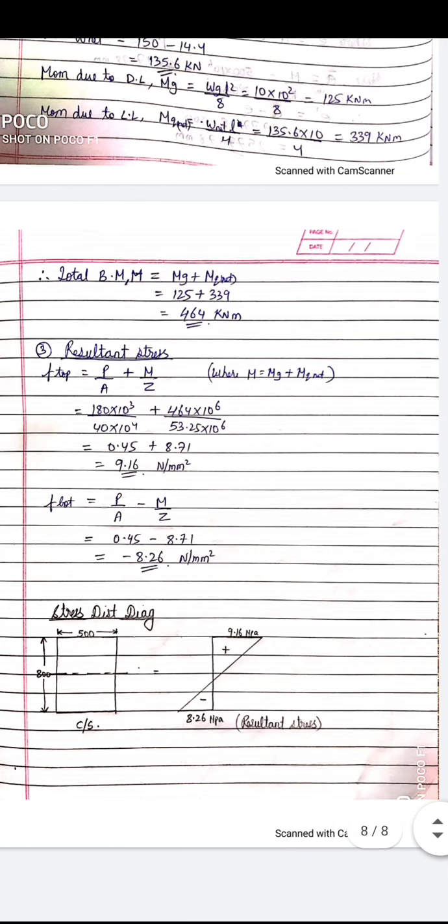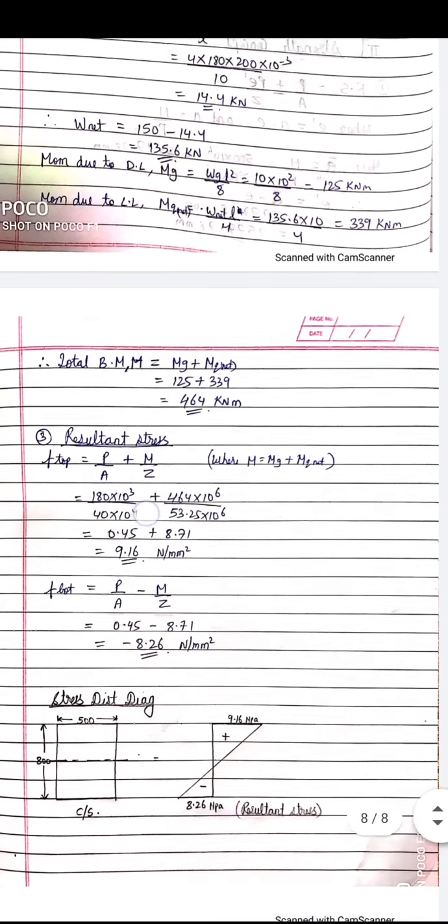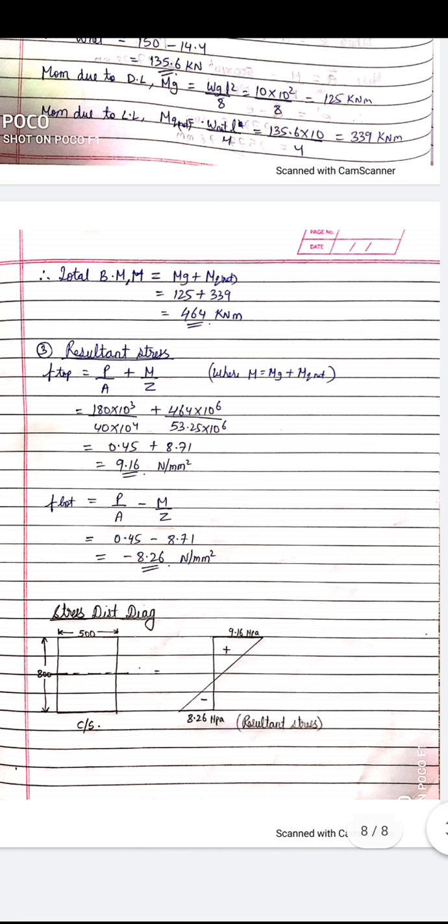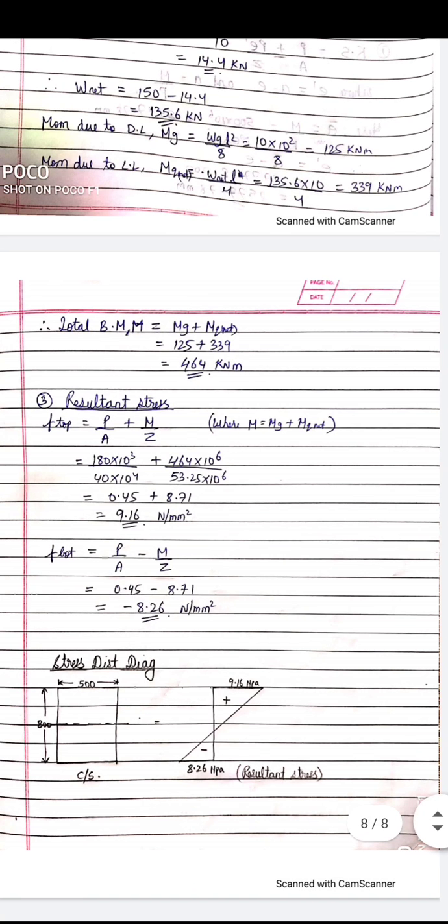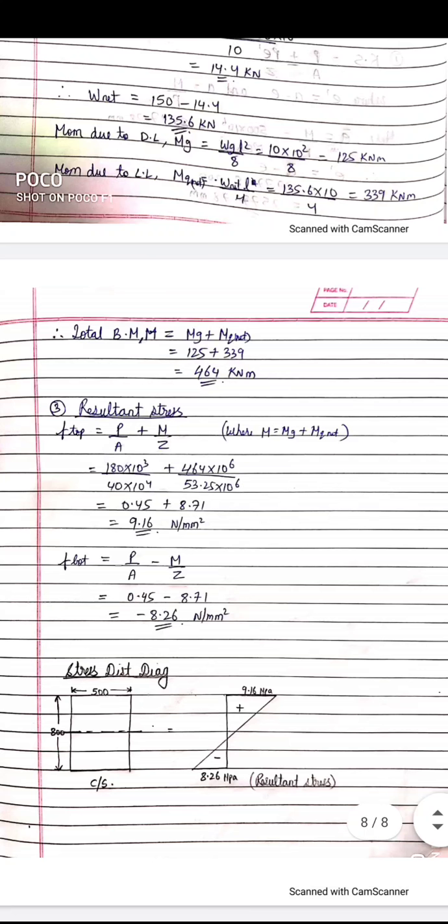So now I am just drawing the stress distribution diagram for this. This is the cross section, and the resultant stress at the top is compression, at the bottom it is tension. So this is how we are going to solve the problem when it is asked to solve with the help of all the three concepts. So basically we have done all the topics which are given in the syllabus for the last module, that is pre-stressed concrete. And if you go through these lectures, you'll definitely be able to solve any problem in the exam.